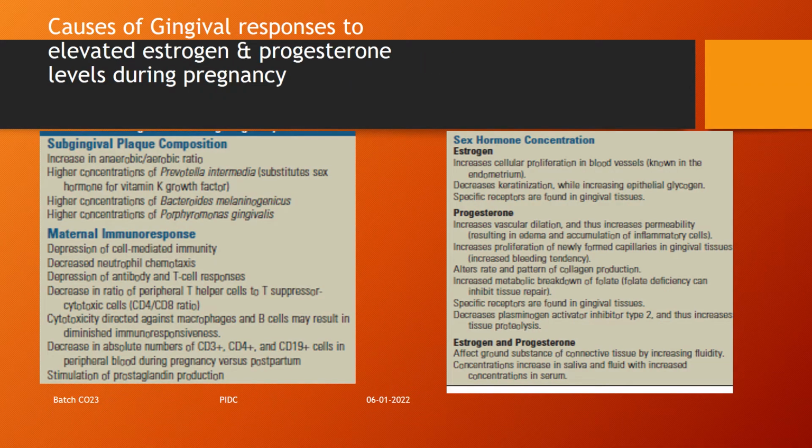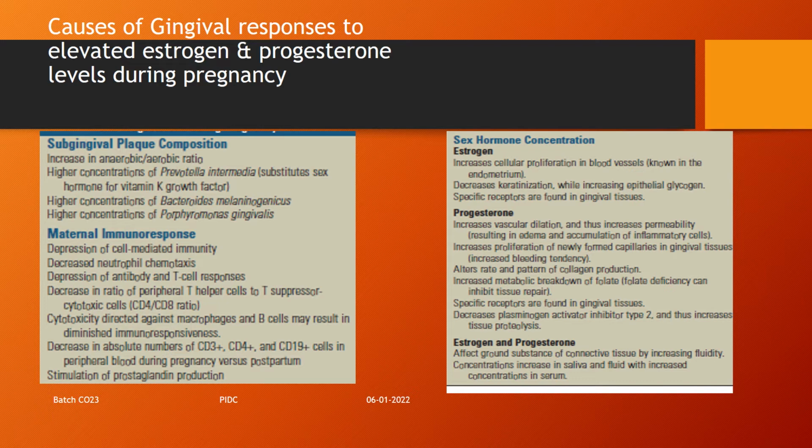Coming to the causes of gingival responses to elevated estrogen and progesterone levels during pregnancy. The main local predisposing factor could be the subgingival plaque composition, with an increase in the anaerobic to aerobic ratio and higher concentrations of Prevotella intermedia, as we said before, and also higher concentrations of Bacteroides melaninogenicus and Porphyromonas gingivalis.